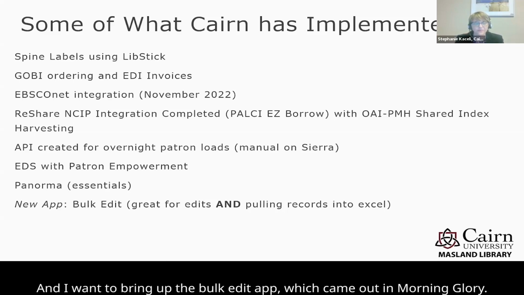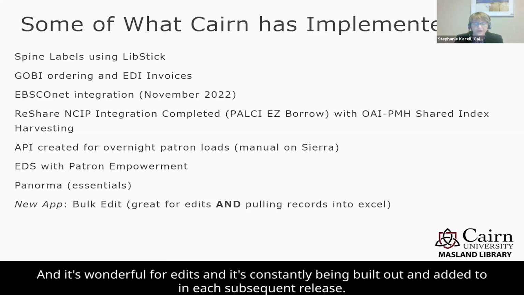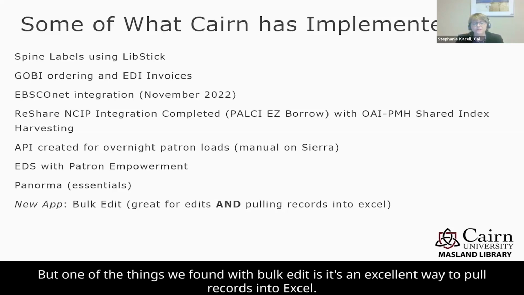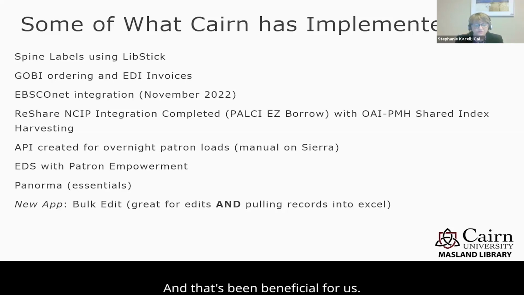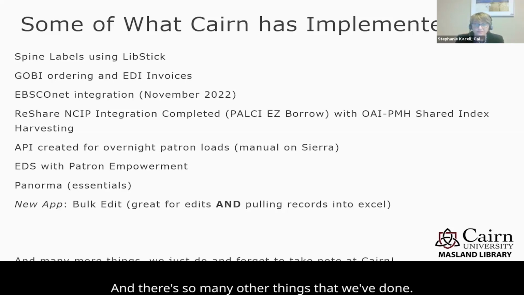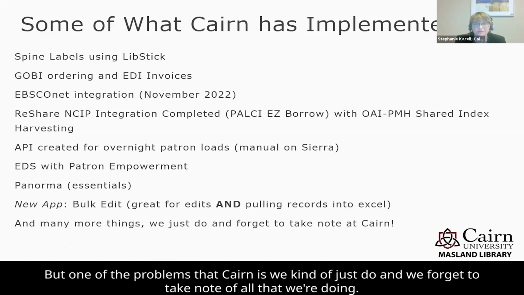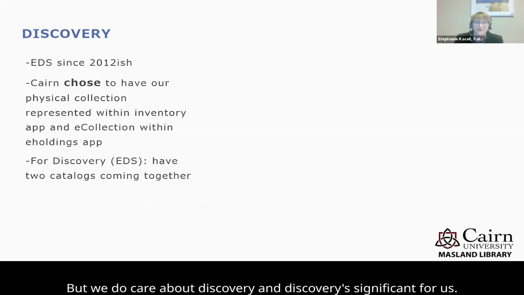And I want to bring up the bulk edit app, which came out in Morning Glory, and it's wonderful for edits, and it's constantly being built out and added to in each subsequent release. But one of the things we've found with bulk edit is it's an excellent way to pull records into Excel, and that's been beneficial for us. And there's so many other things that we've done. But one of the problems at Cairn is we kind of just do, and we forget to take note of all that we're doing. But we do care about discovery. And discovery is significant for us.